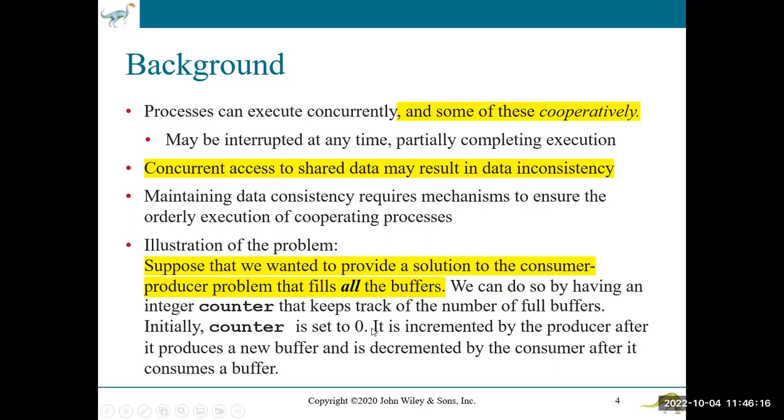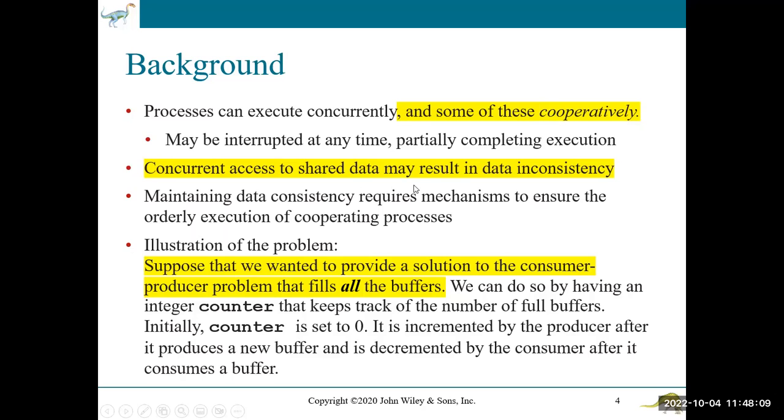Processes can execute concurrently, and some of them cooperatively. Not all processes are what would be considered cooperative processes. Cooperative means we intend for the processes to interact with each other. When an operating system is multitasking, you can have interests that don't play nice with each other, and they still execute concurrently, but that doesn't mean they were designed intentionally to be interactive. I hope that distinction makes sense.